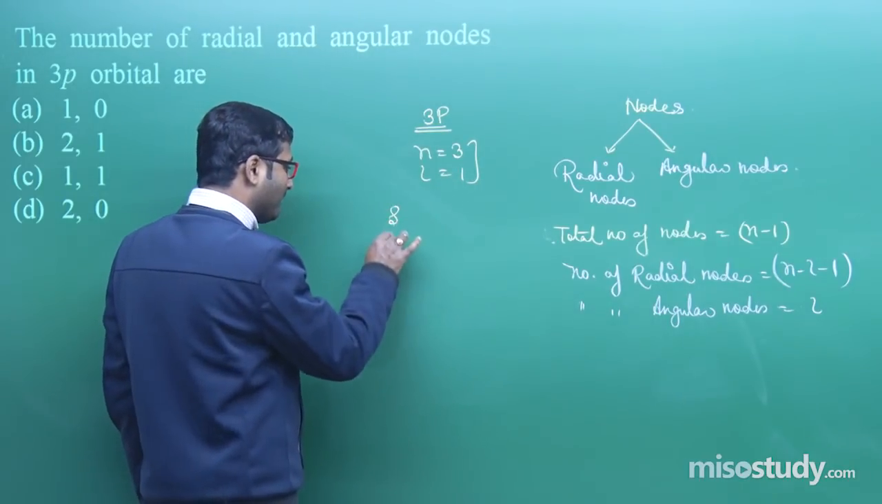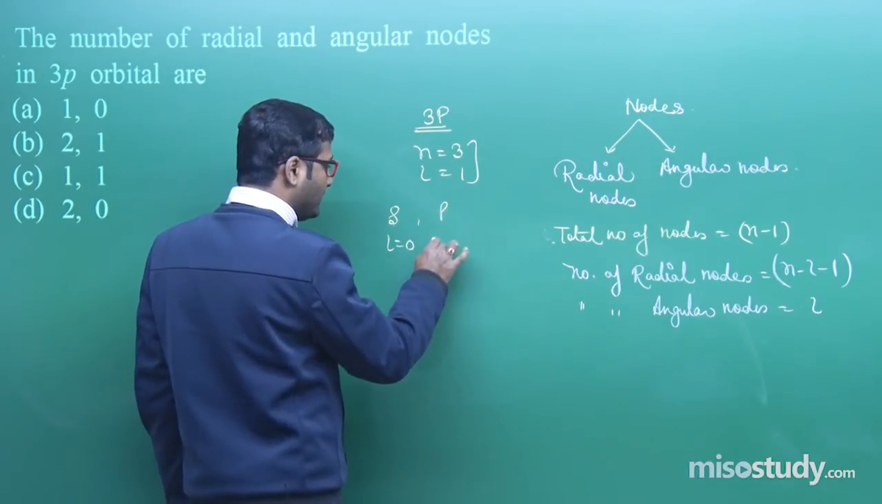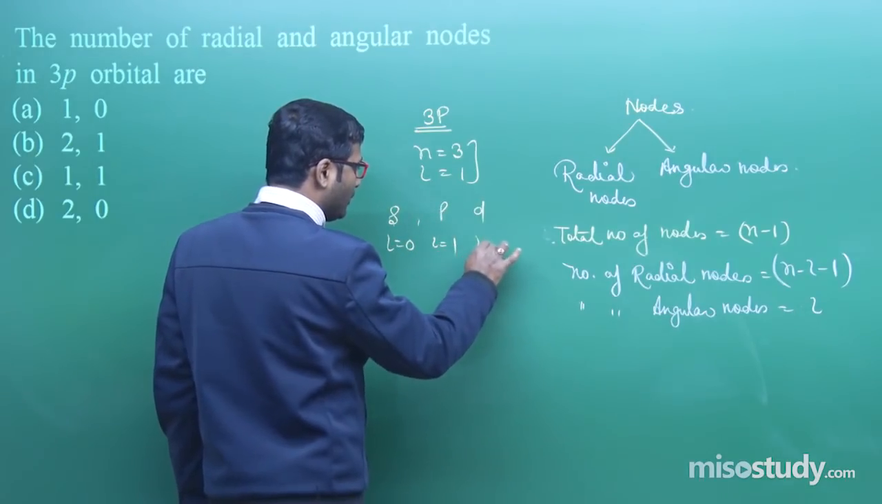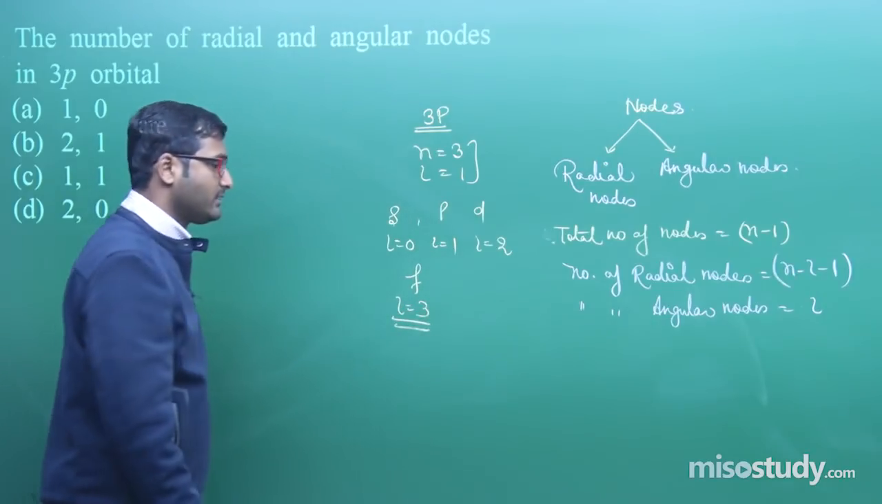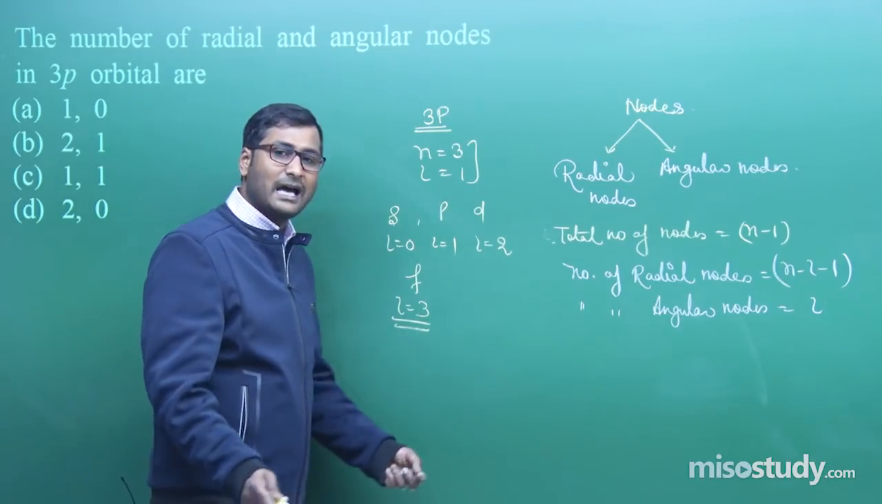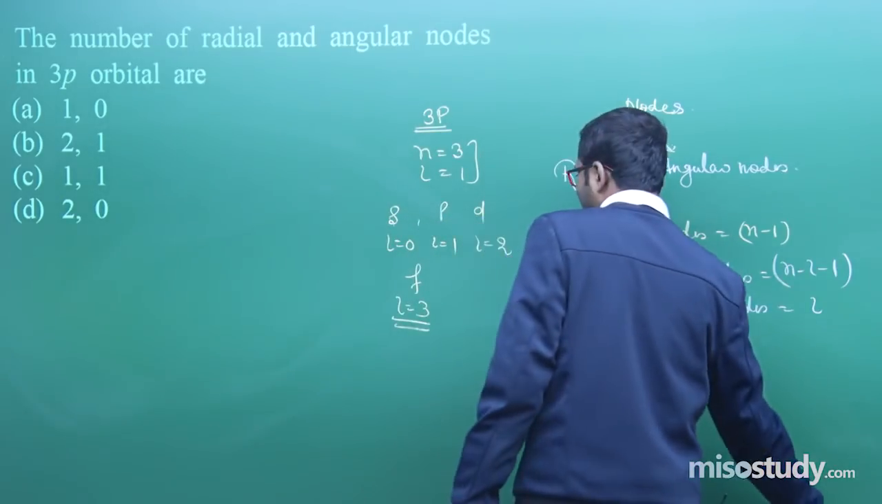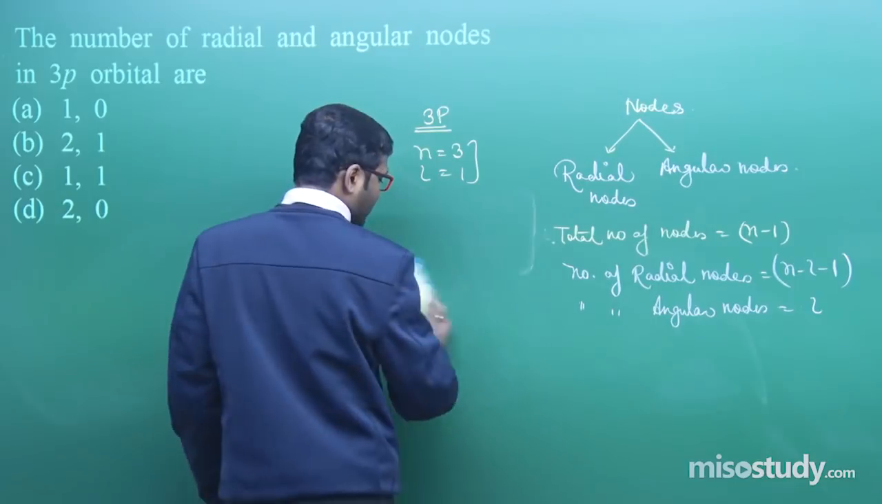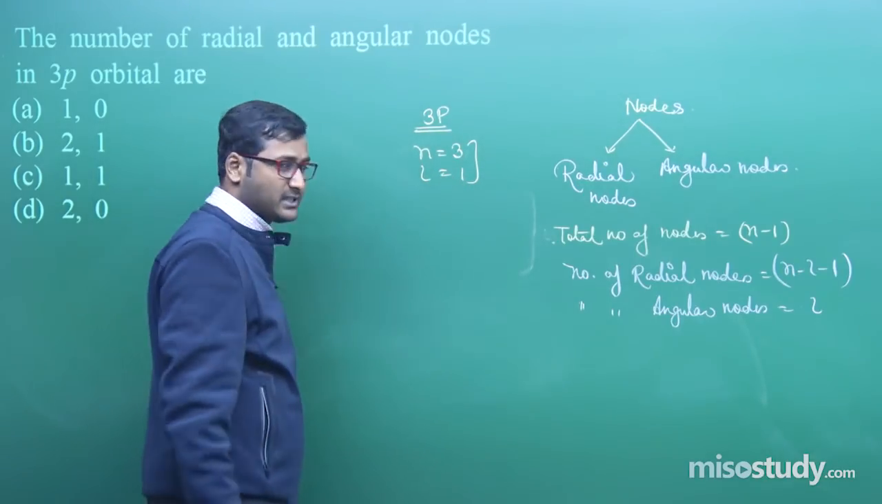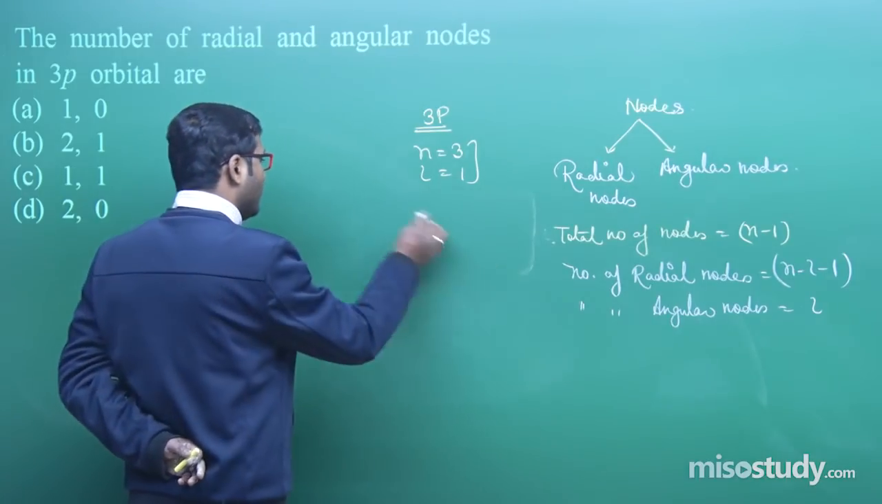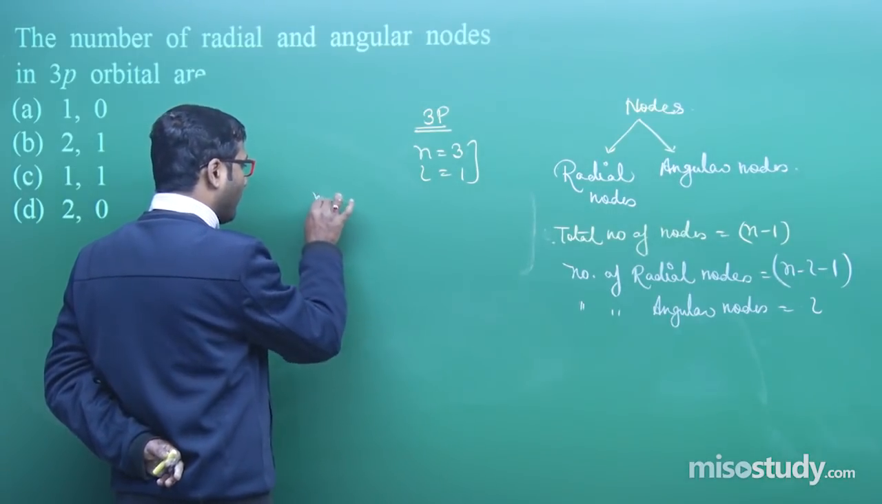For s, the value of l is equal to 0. For p, the value of l is equal to 1. For d, the value of l is equal to 2. And for f, the value of l is equal to 3. What is l? l is the azimuthal quantum number. What is n? n is the principal quantum number. Or you can say it represents shell and subshell. Normal things.